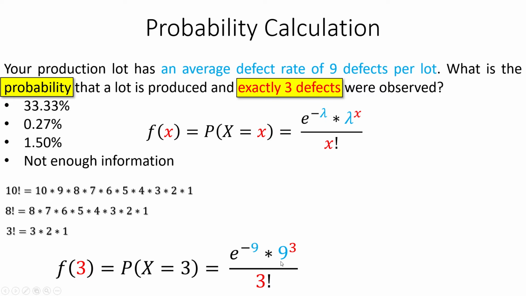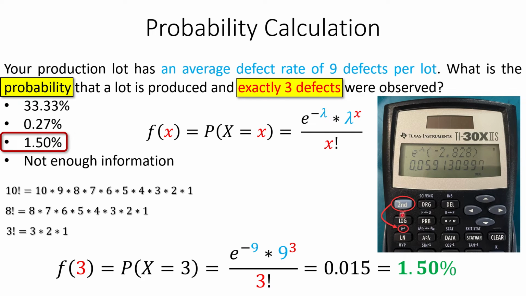I multiply it times 9 cubed and divide by 6, and what I get is 0.015, which is also equal to 1.5%. I like to show people how to find Euler's number on their calculator.